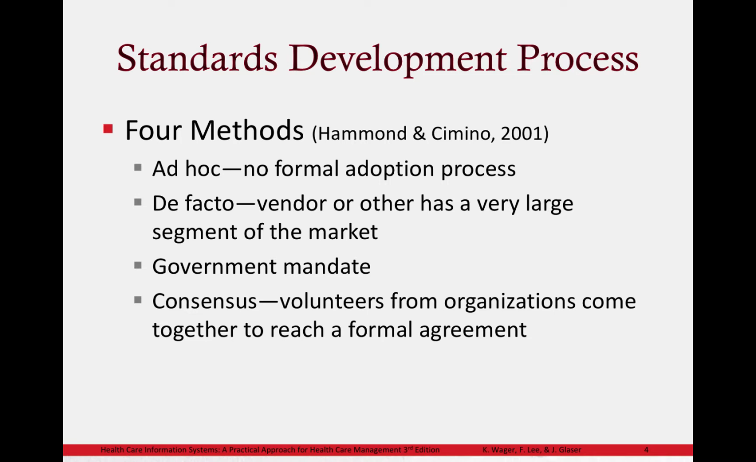Basically, there are four different approaches to standards. One is called ad hoc. There's really no formal adoption process. We just get together, find out this might be the standard we're going to use, and then we publish it. Then the other way is to let the market decide. Whoever wins over the competition will be the de facto standard.